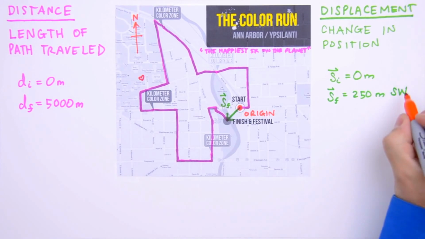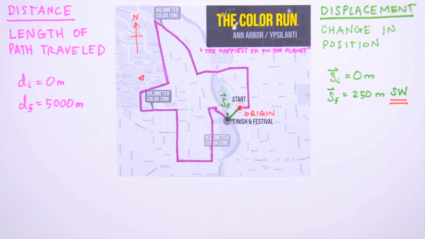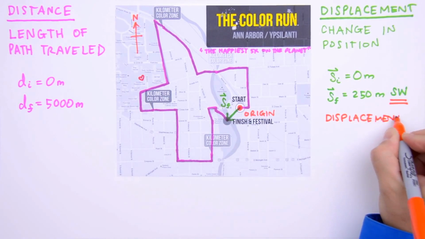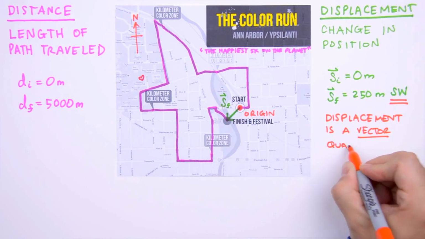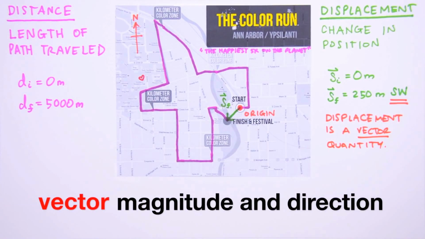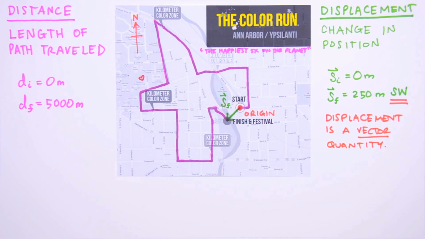This last part, the direction, is a critical difference between distance and displacement. You see, displacement is what we call a vector quantity. A vector quantity is a quantity endowed with both magnitude, in this case 250 meters, and direction, in this case southwest of the origin.